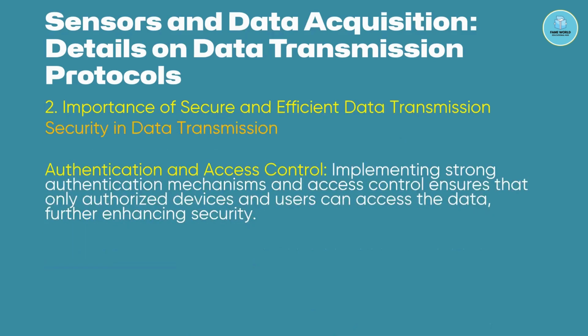Then authentication and access control are also required in the security of data transmission. Implementing a strong authentication mechanism and access control ensures that only authorized devices and users can access the data, further enhancing security. Because if there is no restriction on usage and anybody can access it, it will definitely be harmful for the data. We have to secure it, so we put restrictions on who is authorized to access or control the data.